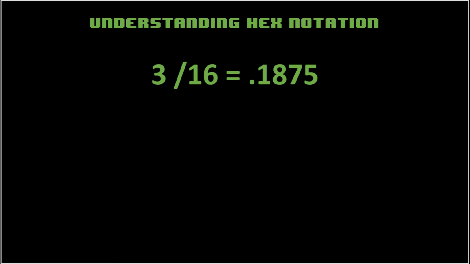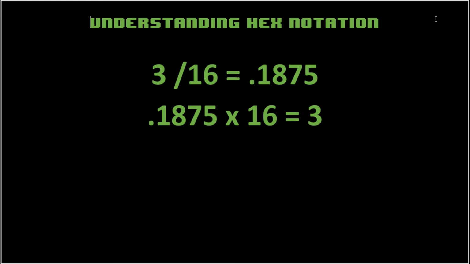Then we take 3, which is 63 divided by 16 minus the remainder, and divide that by 16. Since the answer is less than 1, it is the remainder, which is 0.1875. We multiply that by 16 and you get 3. So the answer is 3F. Now that we converted both ways, let's demonstrate how a word is represented.